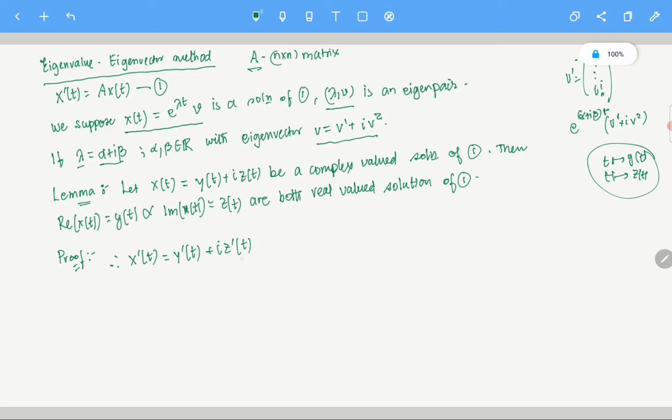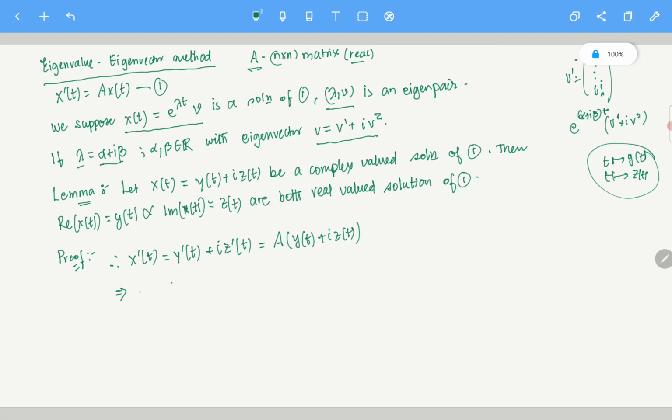So x of t will look like this, and this equals capital A times x of t, where x of t is again y of t plus i z of t. Clear? Now, whenever we are talking about a real matrix A, we are not dealing with a complex matrix right now. All the equations we deal with in our course are real systems, so we want our solutions to be real solutions, not imaginary solutions. So x prime of t equals A y of t plus i z of t, and you can write it like this.